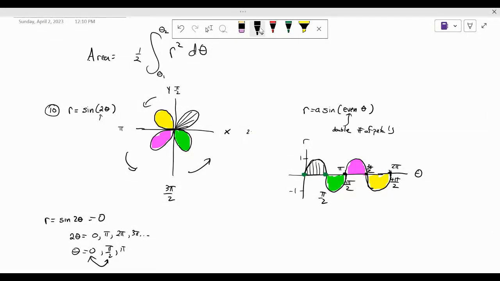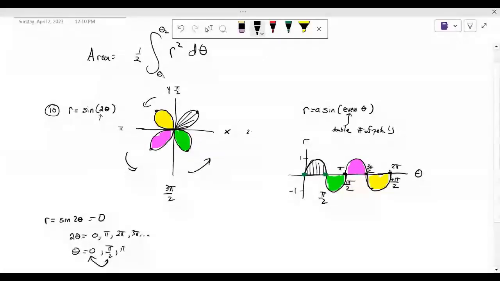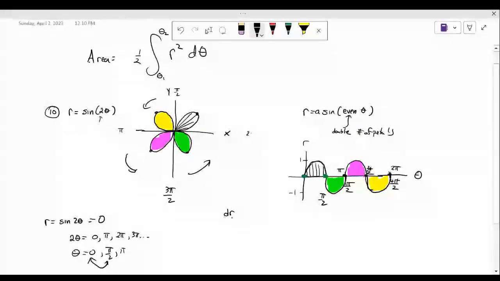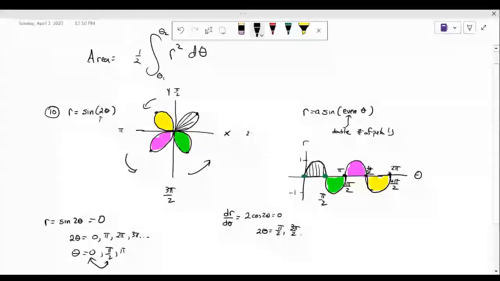Do you know another way to find the number of petals? Where does the tip of a petal happen? Well, it happens when r is maximized, right? Because the tip is the farthest away from the origin. So if you'd like, you can find the tips by taking the derivative, calculus 1, of r with respect to theta, and set that equal to 0. And we know cosine is 0 whenever the argument is something like pi over 2, 3 pi over 2, and so on.